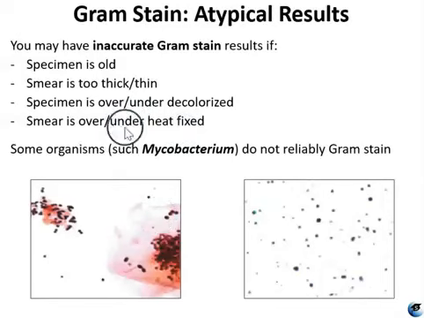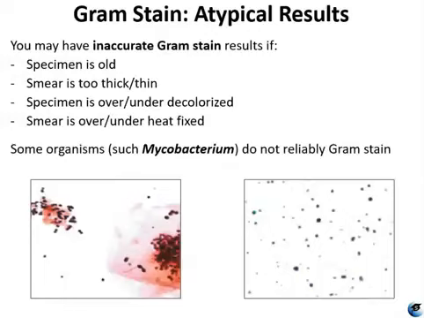And then also something that's not listed here is you can have contamination. So if you're gram staining a pure culture, you know it's a pure culture, but you have two different color cells and you have two different shapes and arrangements, then you probably have two different species on that slide. And if that's not supposed to be two species, then you probably have contamination.